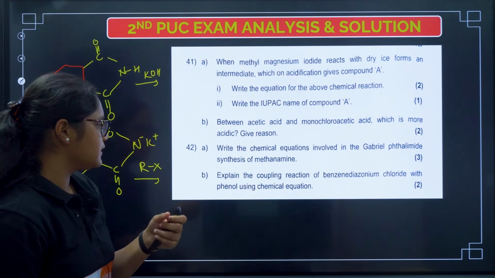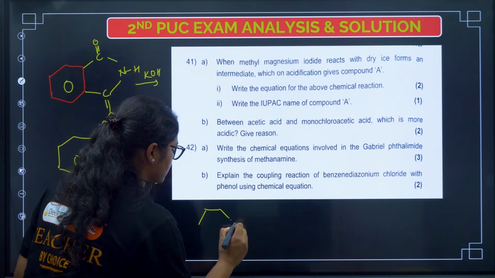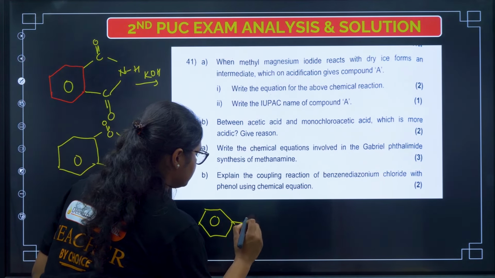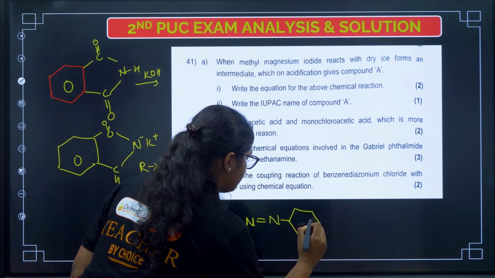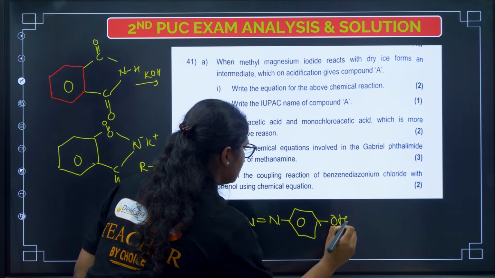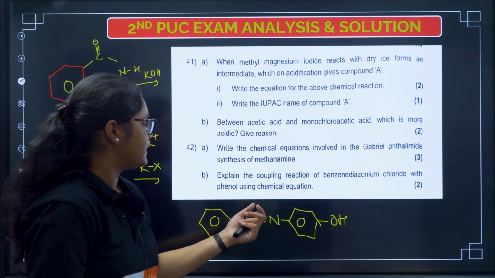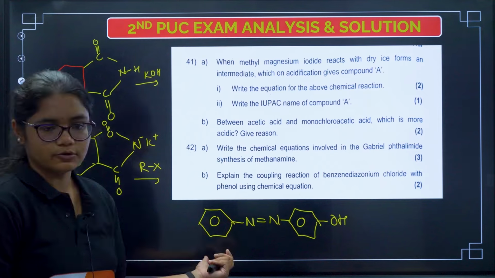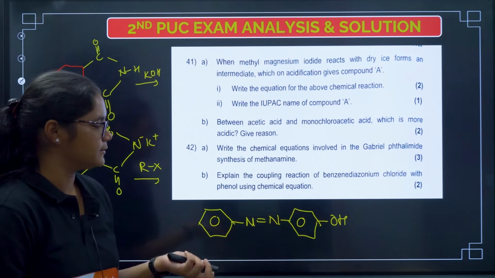Next, explain the coupling reaction of the benzene diazonium chloride with phenol. So I'm just directly writing the product here. We will get this one. We will get this as the coupling product, right? So you have to just mention, explain the coupling reaction. So you have to write down benzene diazonium chloride reacts with phenol to give you this product, and then you have to write the mechanism.